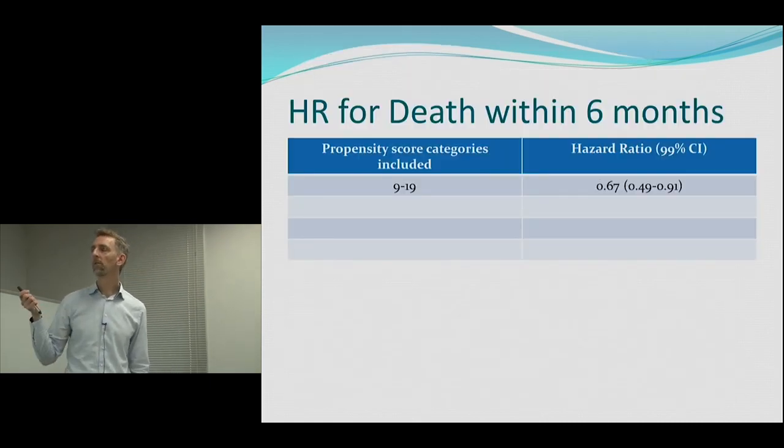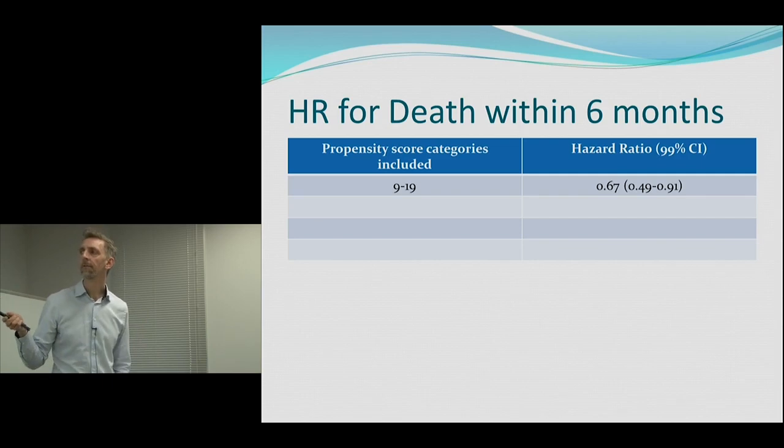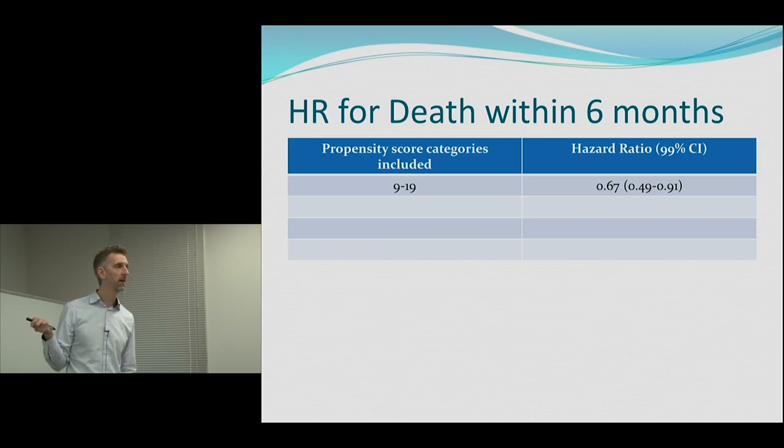So here are the results. What we found was that for groups 9 to 19, our hazard ratio for death following pneumonia was 0.67 and confidence intervals were 0.49 to 0.91.